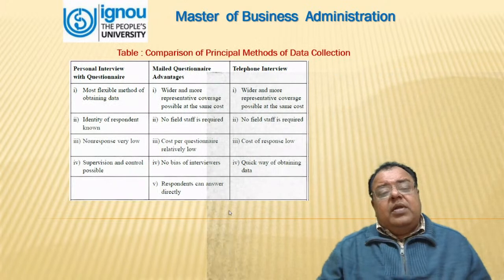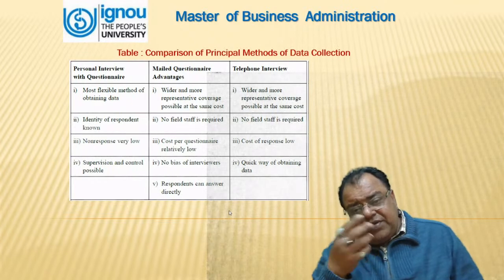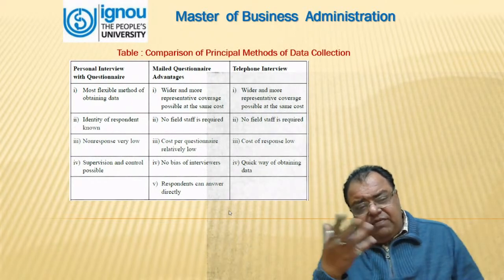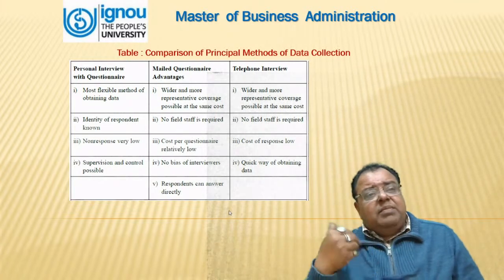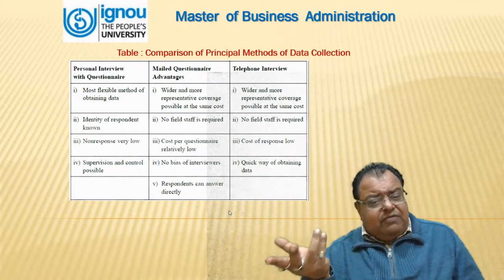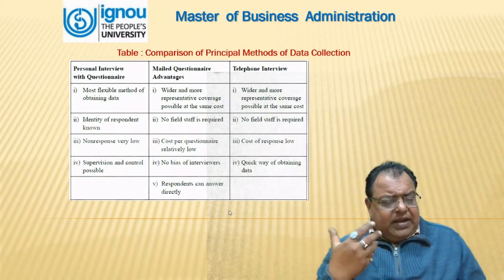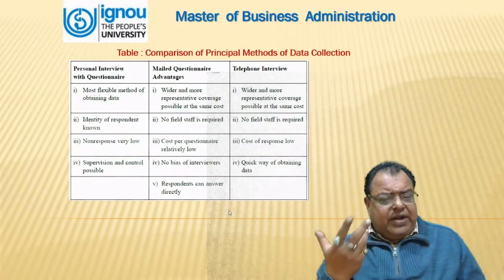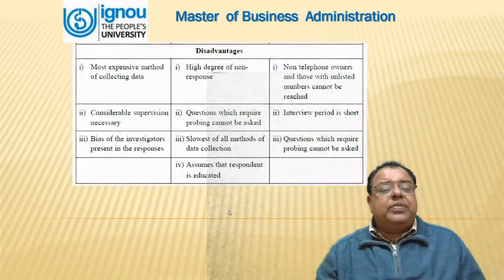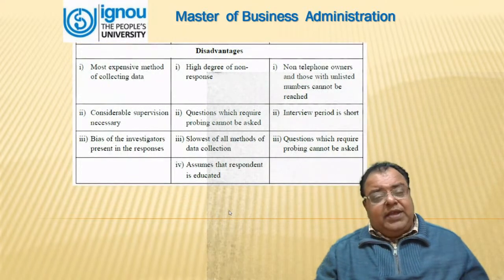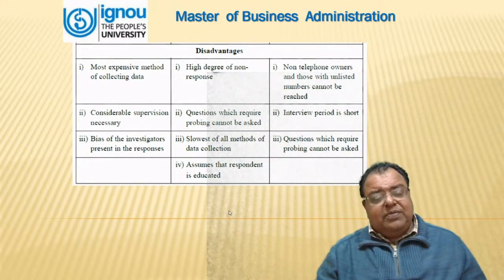Now, a comparison between principal methods of data collection. We have talked about three methods: personal interview questionnaire, mail questionnaire, and telephone interview. So, what we have said is that they basically have a different area, different field, different application, and different method of data collection. Since everything has advantages, that means they all have disadvantages also.